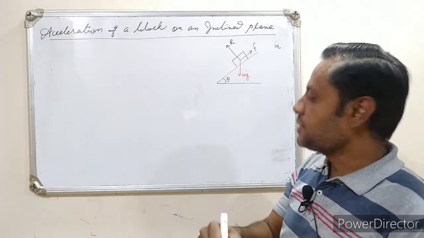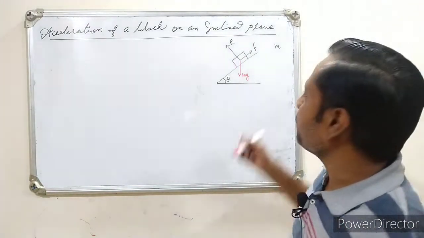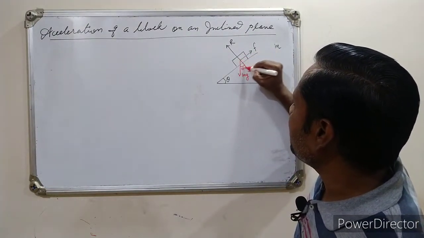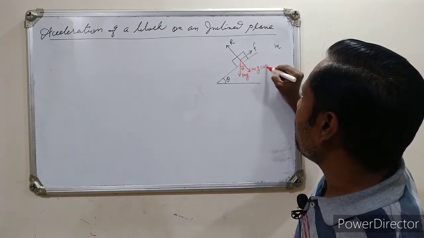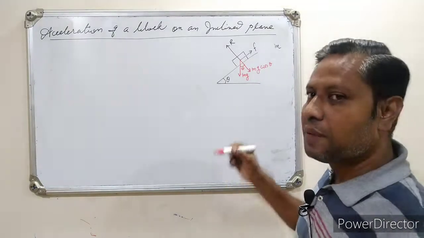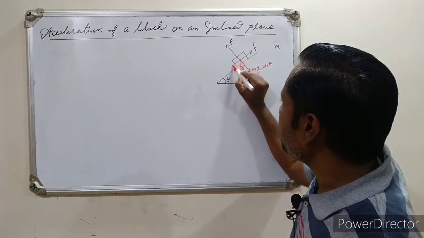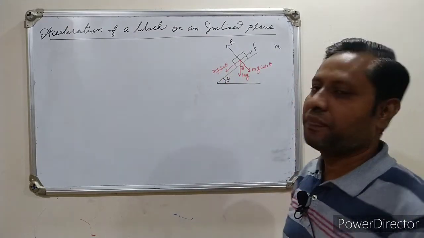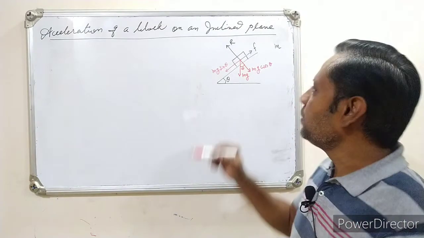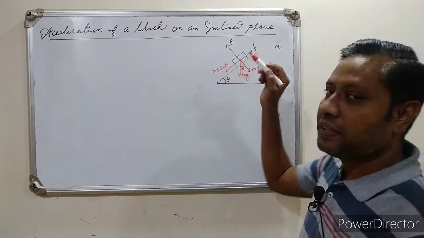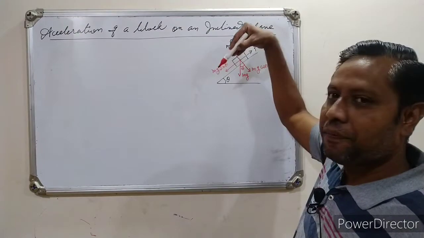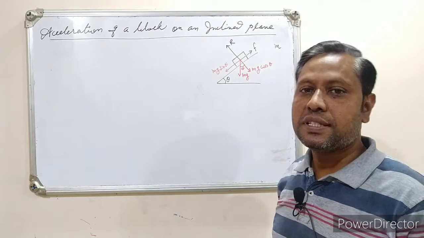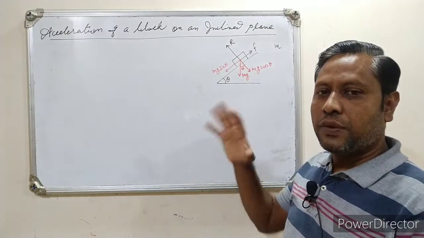But still, this mg we can resolve in two components. You can see it here. This mg has one component, if this angle is theta, which is mg cos theta, and the other component, which is accelerating this block in the forward direction, is mg sin theta. If there is equilibrium, then mg sin theta and F prevent the motion on the inclined plane, and if R and mg cos theta are also balanced, then vertical motion is prevented. So we can say there is equilibrium.